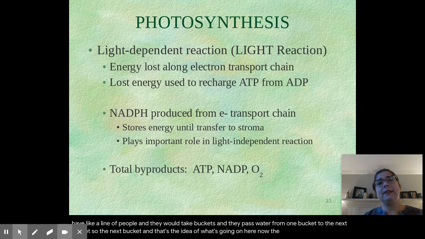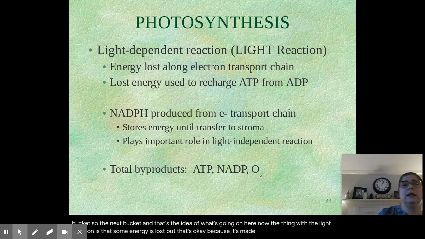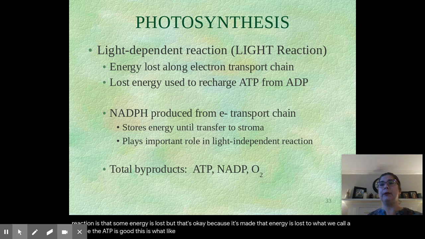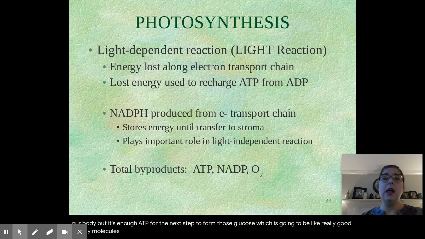Now, the thing with the light reaction is that some energy is lost, but that's okay because that energy is lost to what we call ATP. The ATP is good. This is what the body wants. Unfortunately, it's not enough ATP to really power our body, but it's enough ATP for the next step to form those glucose, which are going to be really good energy molecules. NADPH also is storing energy to go out into the stroma. Okay, so those are good.